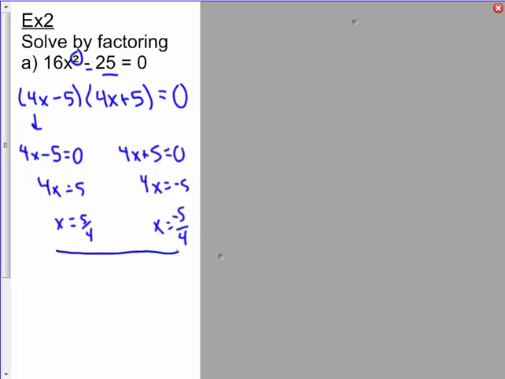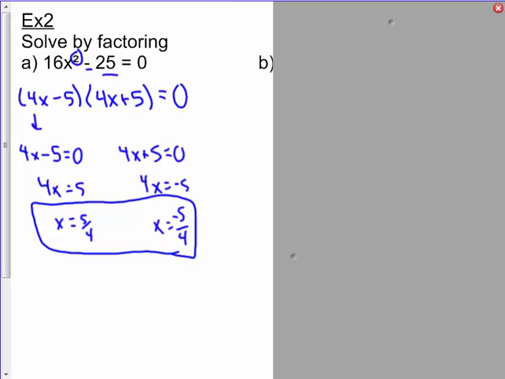Now another way to think about this is, since there is only an x squared in it, I could have just gotten x alone. If I thought about it that way, I could have done it a little bit differently. Now, it did ask me to solve by factoring, so what we just did is the correct way to do it.